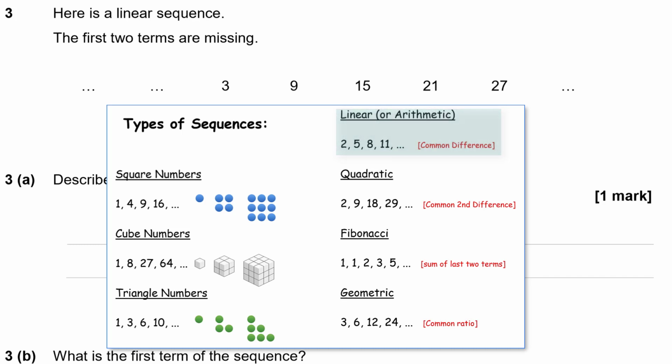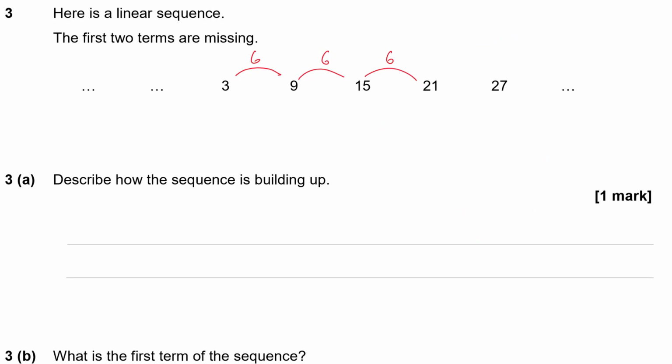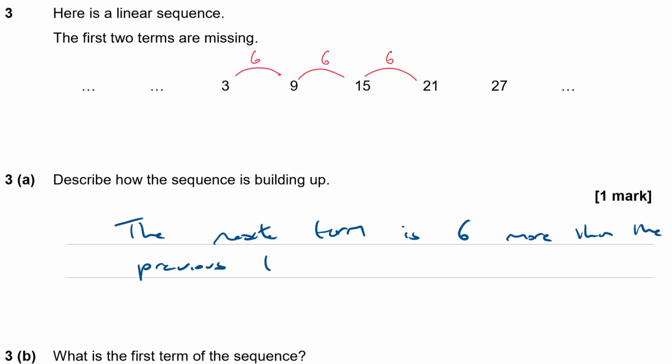So if I look from 3 to 9, 9 take away 3 is 6, and that's going to be the same as 15 take away 9, 6. 21 take away 15 is 6. So how do we describe how the sequence is building up? We can say that the next term is 6 more than the previous term. Or it's an add 6 sequence, I suppose. It's an easy way of putting it down.